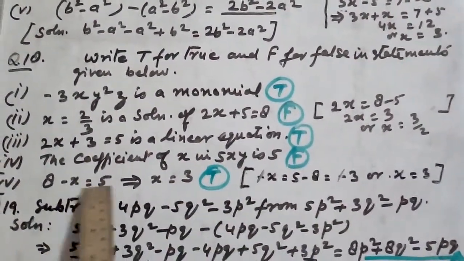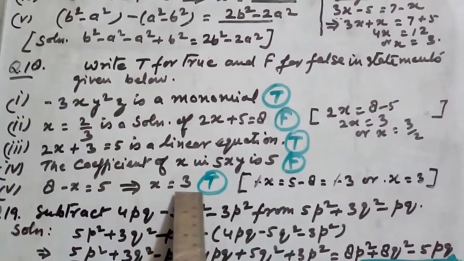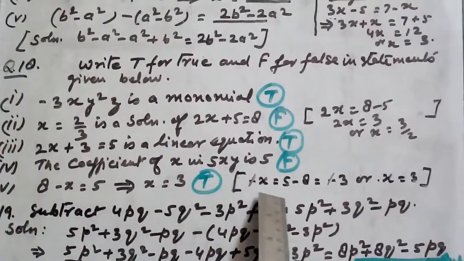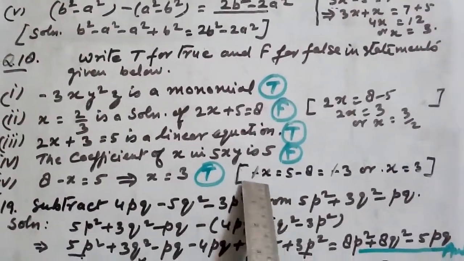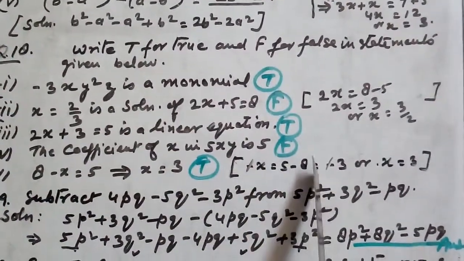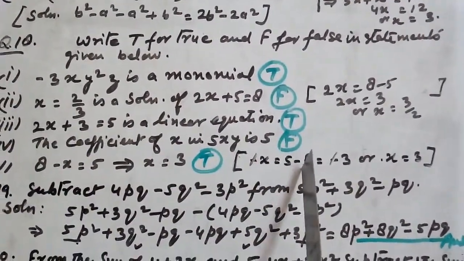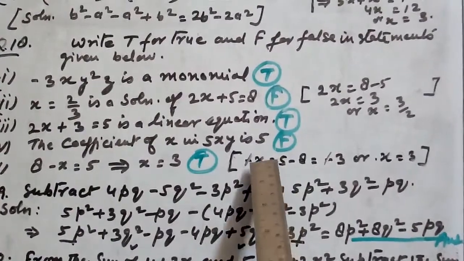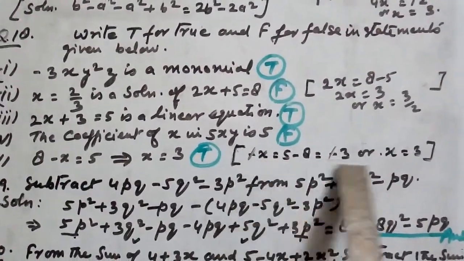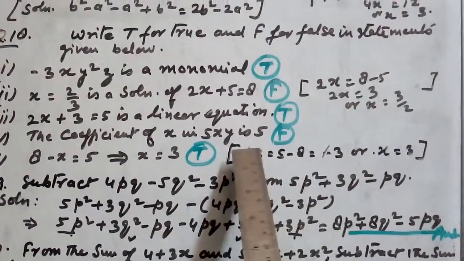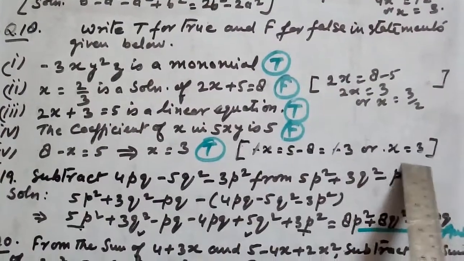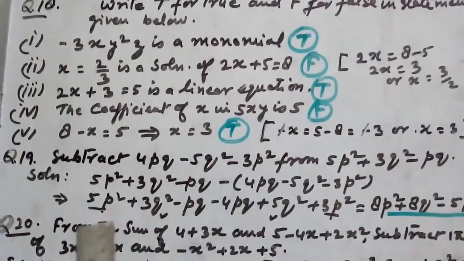8 minus x is equal to 5 implies that x is equal to 3. So what we have to do: taking 8 to this side, it becomes minus 8, so minus x is equal to 5 minus 8. After solving we get minus x is equal to minus 3, or omitting the minus sign from both sides, we get x is equal to 3. So it is a true statement.